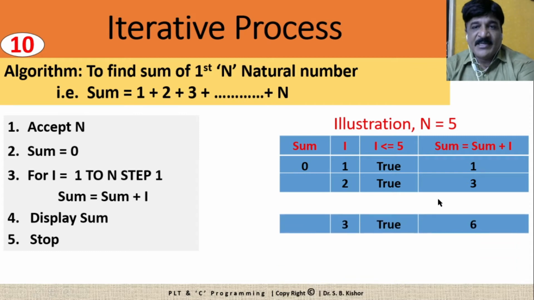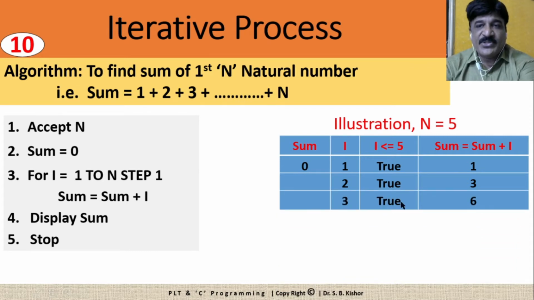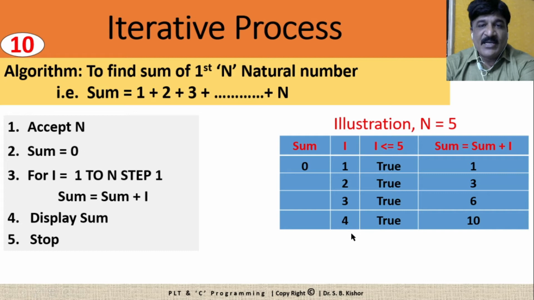Then the value of I will become 3. 3 is less than 5. Condition is true. So sum is equal to sum plus I. What is the previous value of sum? 3. 3 plus the current value of I, that is 3. So 3 plus 3 is 6. Then the value of I will become 4 during the reinitializing statement. Then 4 is less than 5. Yes, condition is true. So the previous value of sum is 6. 6 plus 4, that is 10.